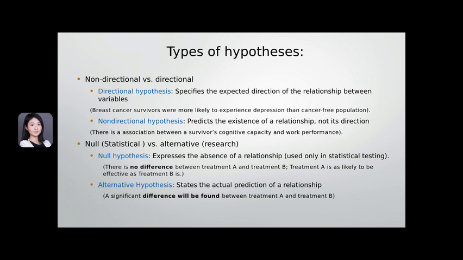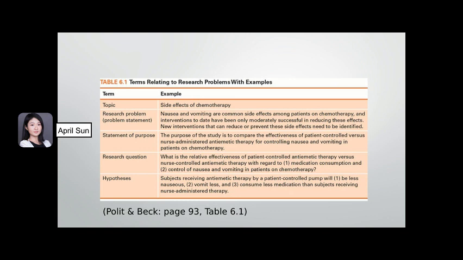For example, significant differences will be found between treatment A and treatment B. This is an alternative and non-directional hypothesis. While treatment A is more effective than treatment B in treating disease X, this is an alternative and directional hypothesis. The textbook page 93 presents an example of the interrelationships among the terms we defined above.